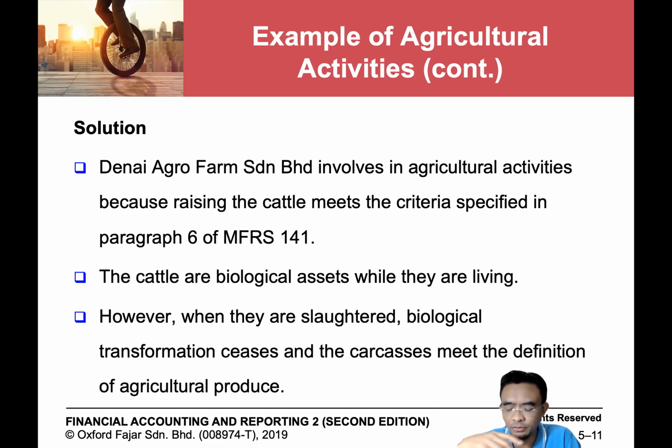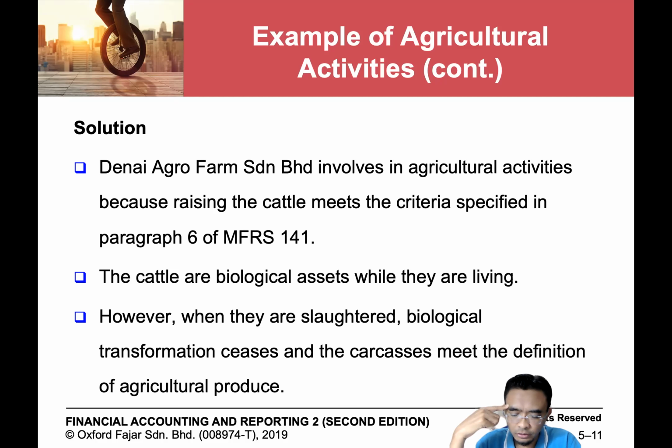The wool and the sheep earlier are different, two different entities. The sheep is a biological asset, but the wool is the agricultural produce. But the sheep itself can be agricultural produce when the sheep is being slaughtered to be sold to customers. So if the sheep itself is slaughtered, it becomes an agricultural produce. Dairy cattle is a biological asset. The milk is the produce.